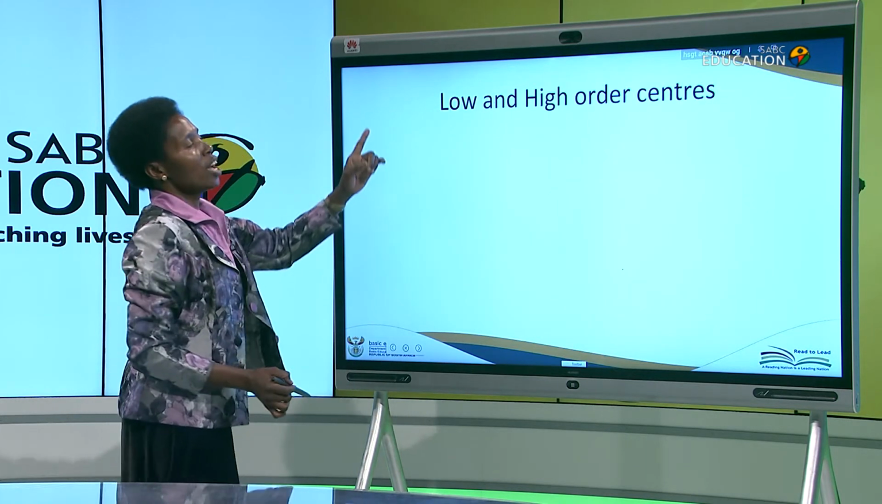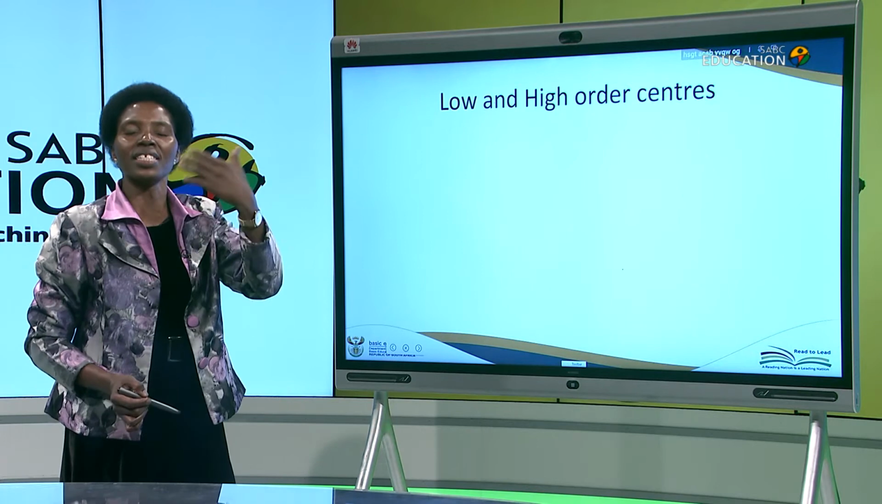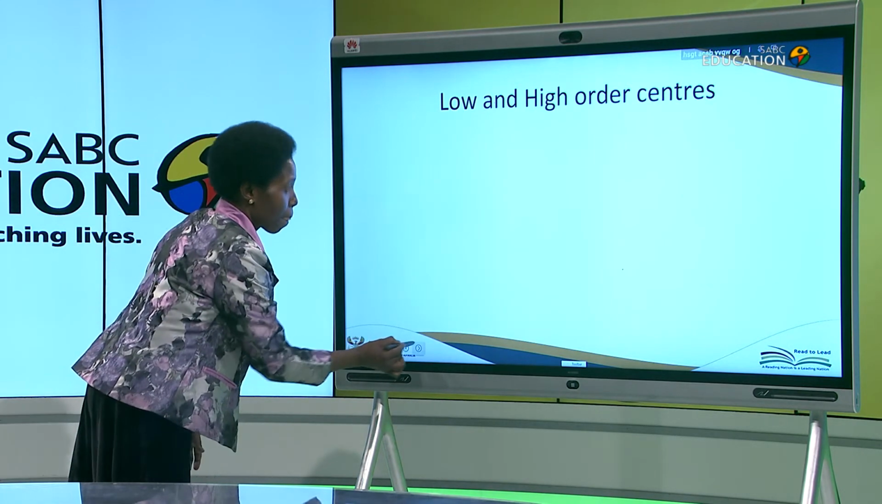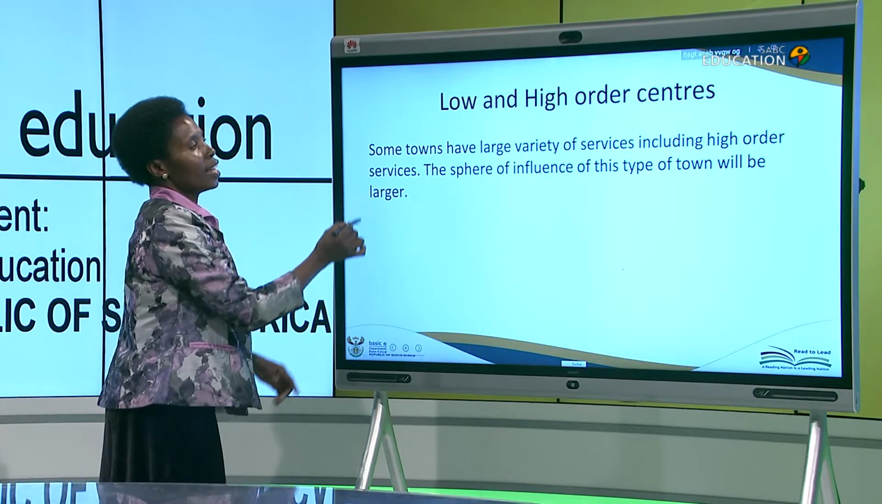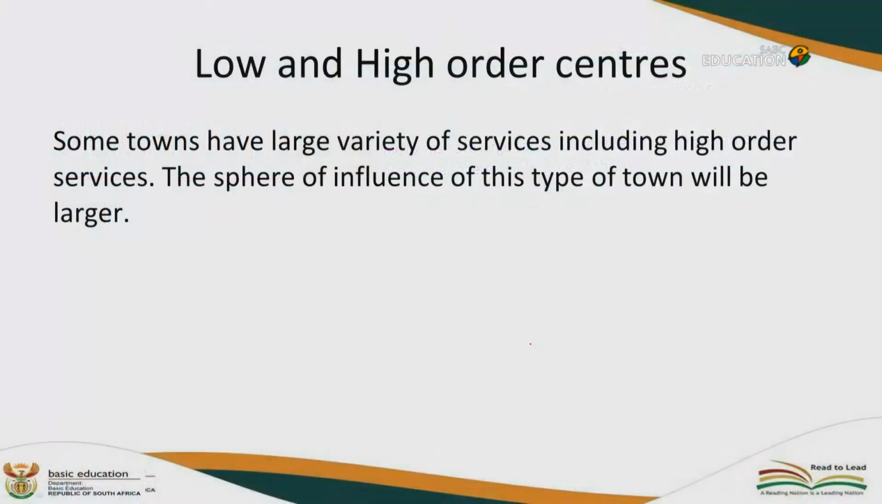And then we do have low and high order centers. This is the place where we get these goods and functions. Here we are indicating that some towns have a large variety of services, high order services. The sphere of influence of this type of town will be larger. Remember we said when a settlement becomes big, it has more of what? More functions. So if it has more services, the sphere of influence will be larger.